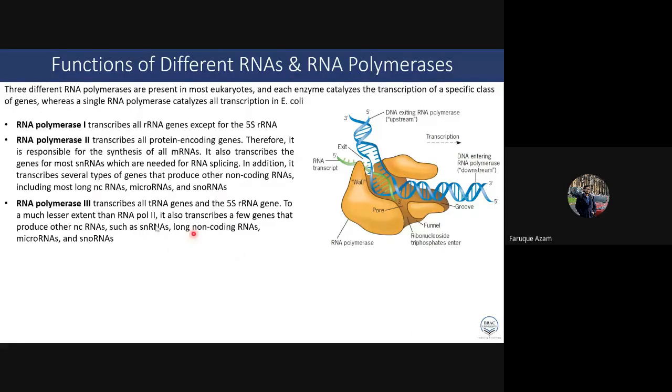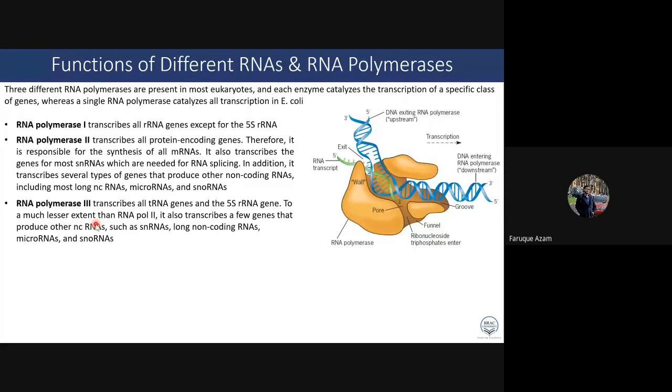To a lesser extent, RNA polymerase 3 also transcribes some snRNAs and a few non-coding RNAs, but that is not usually seen. You can just remember this one: polymerase 3 transcribes transfer RNA and the 5S RNA, polymerase 1 the ribosomal RNA except 5S, and the rest of the RNAs are transcribed by polymerase 2.